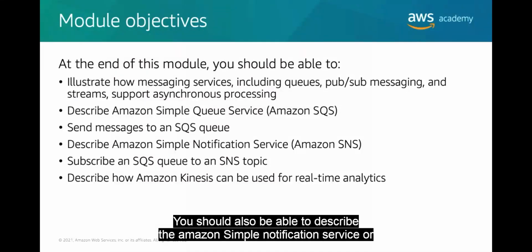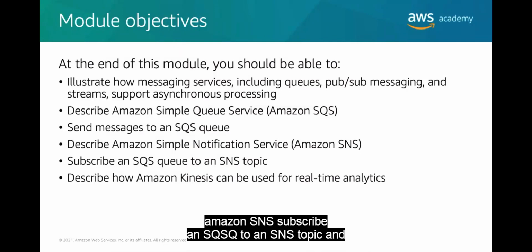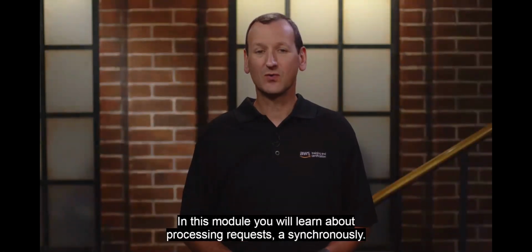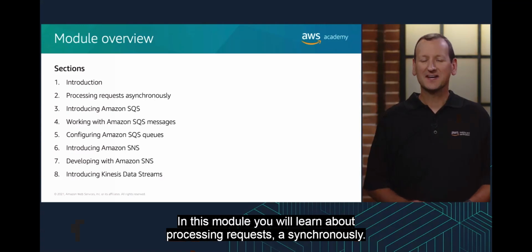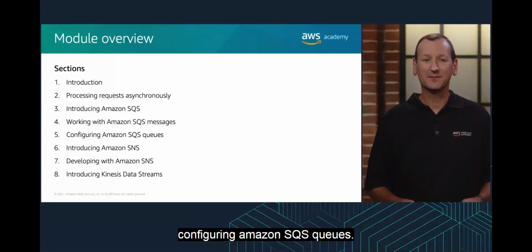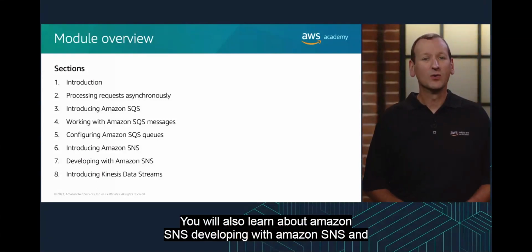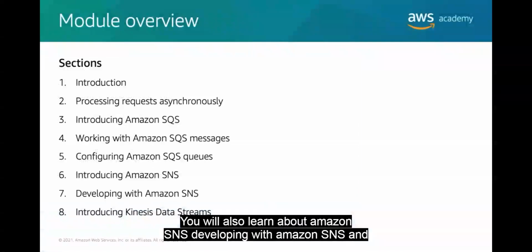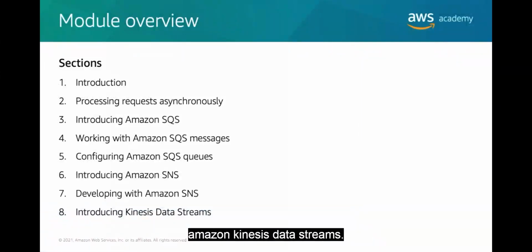You should also be able to describe the Amazon Simple Notification Service, or Amazon SNS, subscribe an SQS queue to an SNS topic, and describe how Amazon Kinesis can be used for real-time analytics. In this module, you will learn about processing requests asynchronously, Amazon SQS, working with Amazon SQS messages, and configuring Amazon SQS queues. You will also learn about Amazon SNS, developing with Amazon SNS, and Amazon Kinesis data streams.